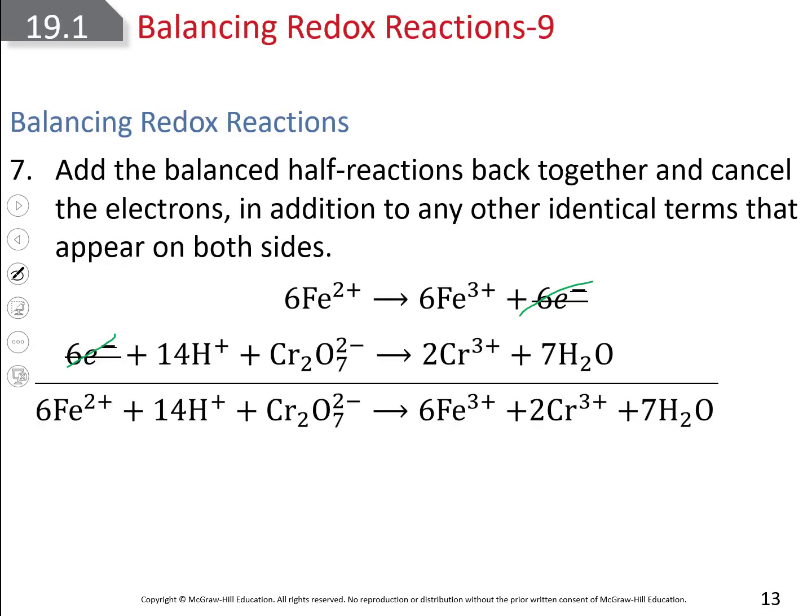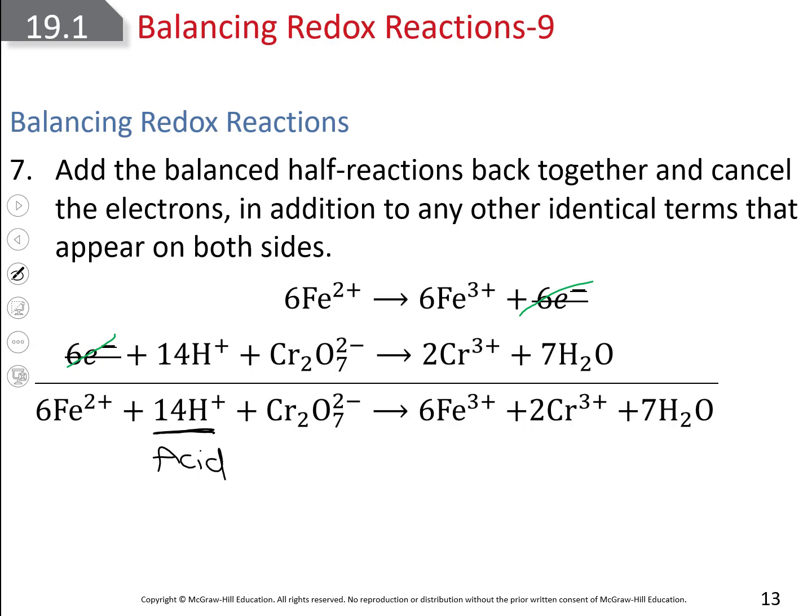Oh, real quick. If the solution is a basic solution, I said that there were 2 extra steps you'd have to do to bring your total up to 9 steps. Because at the end of this, I've got all these hydrogen ions, which means I'm in an acidic solution. But what if I'm not in an acidic solution? What if I'm in a basic solution? A basic solution isn't full of hydrogen ions, it's full of what ions?